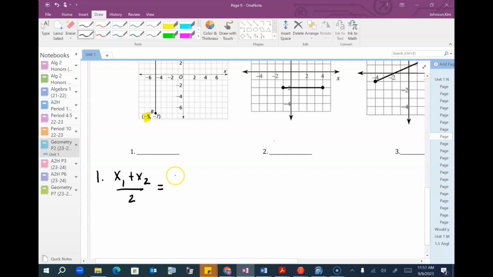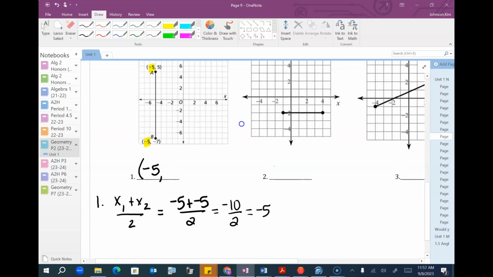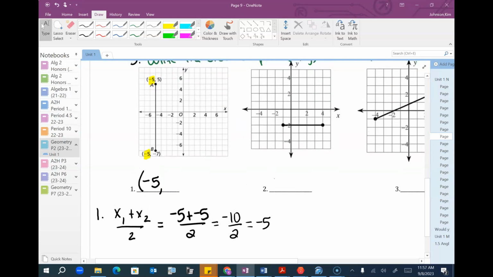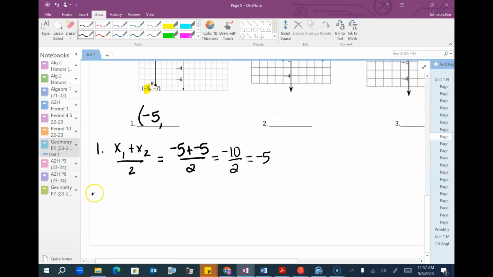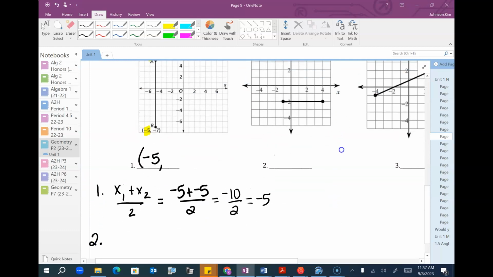So we'll add -5 plus -5 and divide that by 2. -10 divided by 2 is -5. So now we've just verified that the midpoint of A and B for the x's has an x value of -5. Okay, now we have to find the average y value for those 2 points.